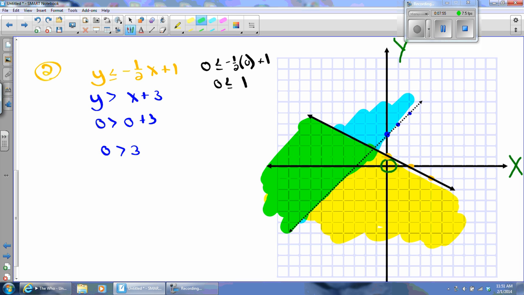Okay, that's it for the video. It's pretty easy stuff. Please do me a favor, disregard this little bit of green that ended up in there. That's a mistake. But all the solutions lie from here. They include the points on this line. They do not include the points on that line. We're just graphing linear equations.